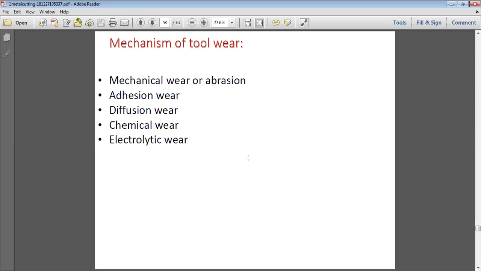So these were basically the five mechanisms for this. These are mechanical wear. Normally, in mechanical wear we see take off of the material. Some of the material will also be taken off from the workpiece in that regard. Next is your adhesion wear. Then diffusion of the tool material. Chemical wear is the lubricant that we are using reacting with the material of the tool and the workpiece. Then the last one is your electrolytic wear for that part.